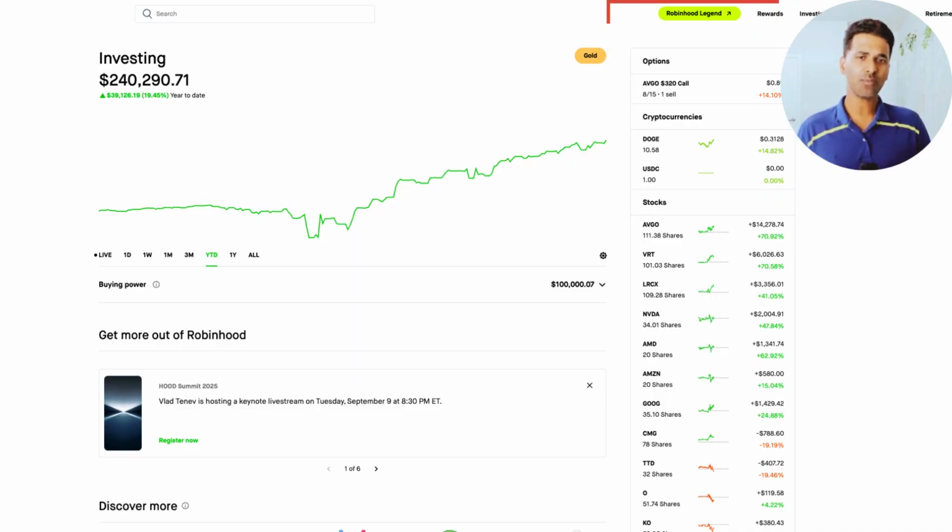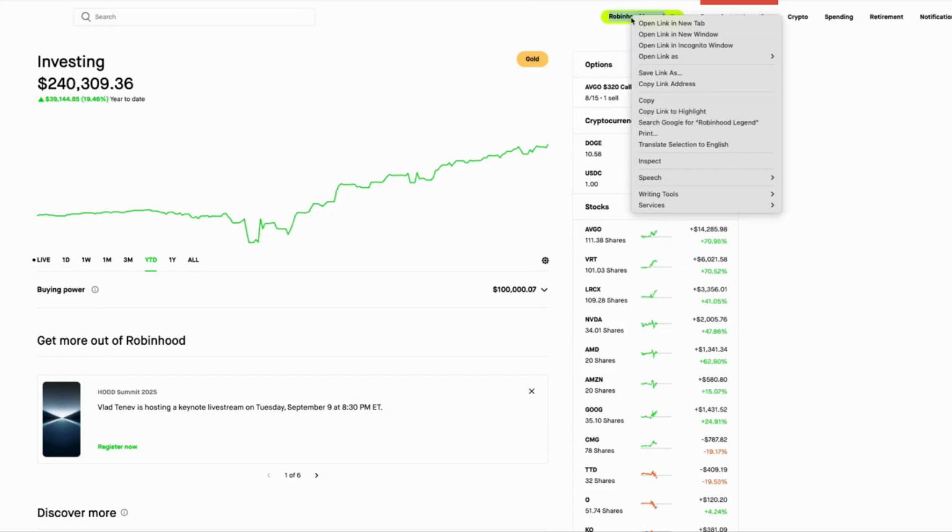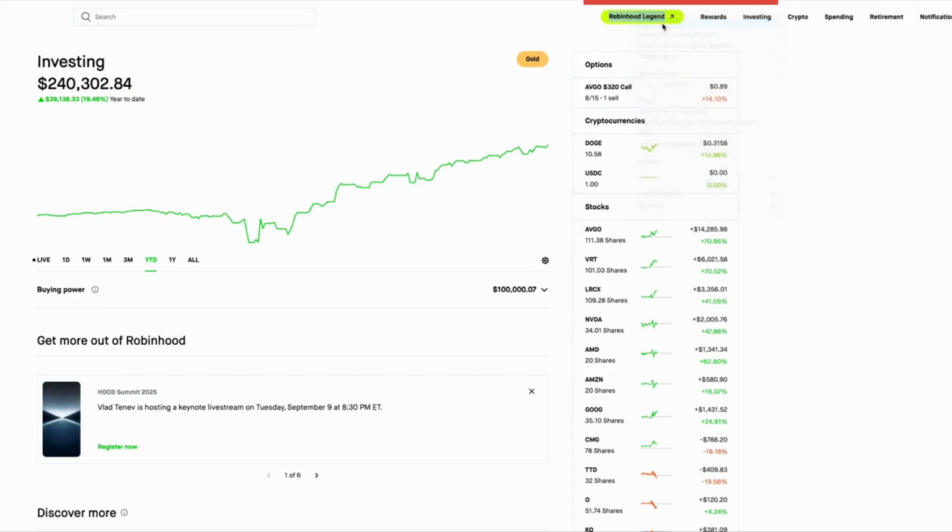At the very top of your Robinhood interface, you'll see a green highlighted tab called Robinhood Legend. This is essentially Robinhood's upgraded charting and data environment. I recommend right-clicking on it and selecting Open in a new tab. That way, you keep your regular trading screen open and don't have to click back and forth.